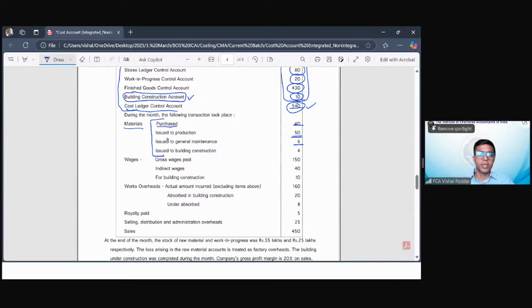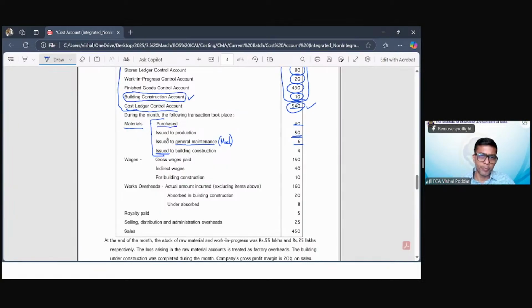Now here, they have not mentioned it is maintenance of what. I'm assuming it is general maintenance of machinery. Had it been maintenance of some of my office equipments or maintenance of some of my sales equipments like the delivery van, etc., I would have posted it to the other overheads. But if nothing is mentioned, you should comfortably assume it is relating to your factory only, the maintenance and all, and you should post it to production overheads.